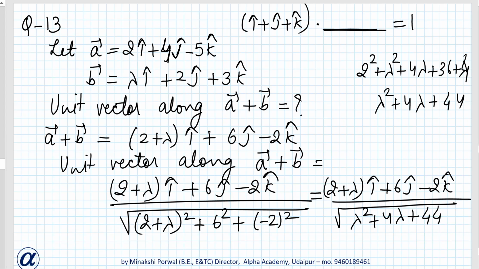Now what is given? The scalar product of the unit vector along this with the other vector is equal to 1. So we find the dot product of these two vectors, that is equal to 1. Are you getting what I am doing? Yes, ma'am. Okay.